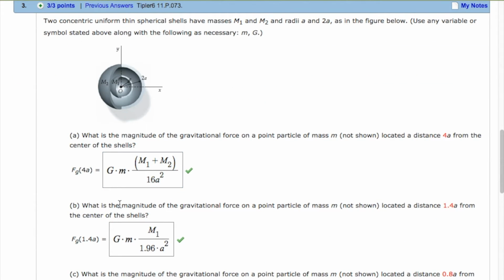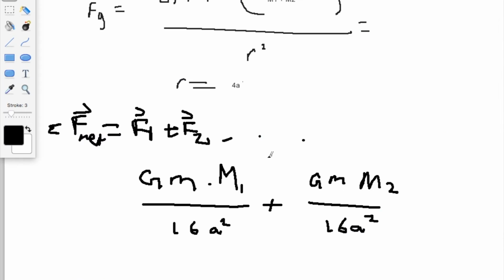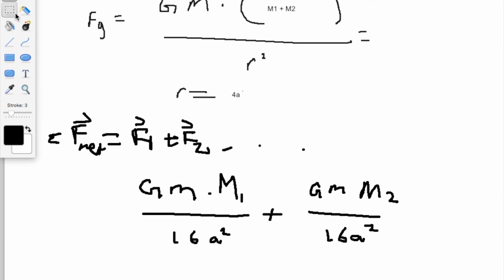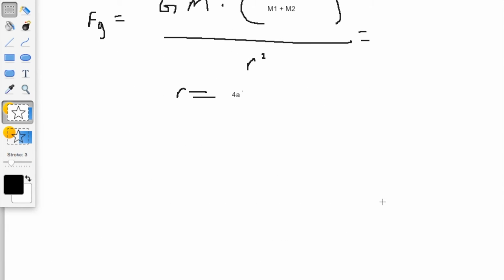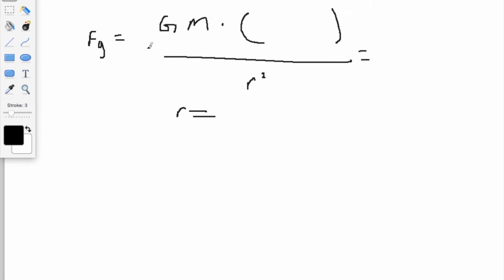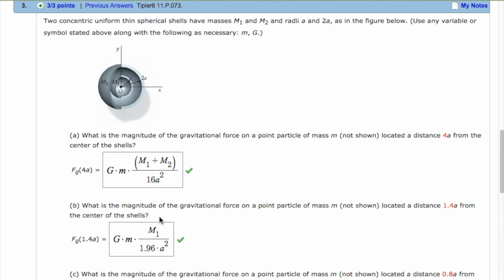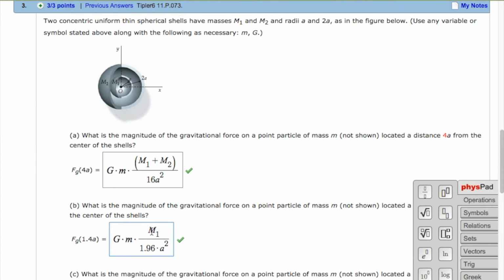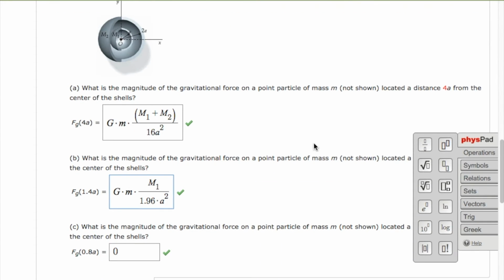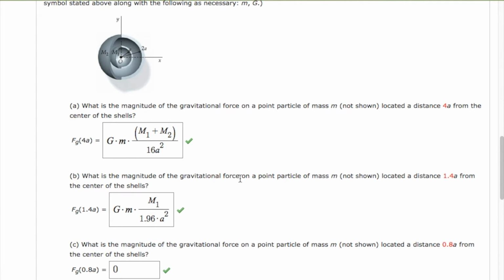Okay. What is the magnitude of the gravitational force on a point mass m located 1.4a from the center? By the way, a is just some constant. Let me erase this and this and this. Now, if you haven't looked at the answer by accident already, you notice m1 is the only one up here representing the masses affecting it. And that is because only m1 affects this object, this random point.